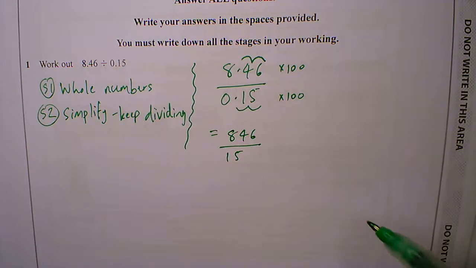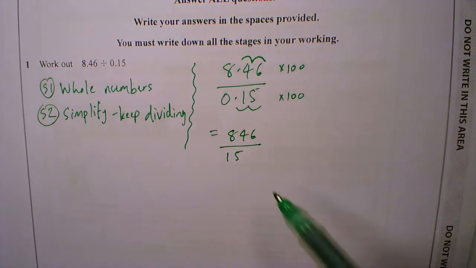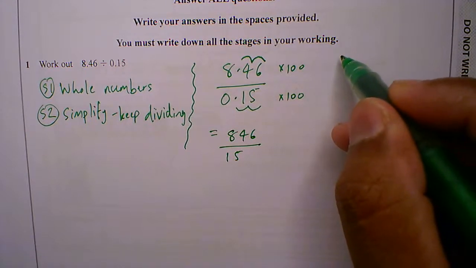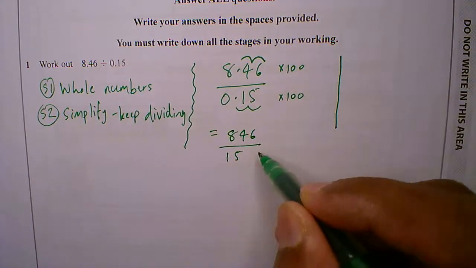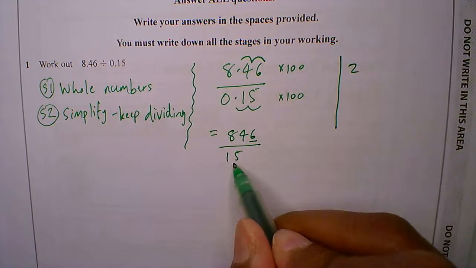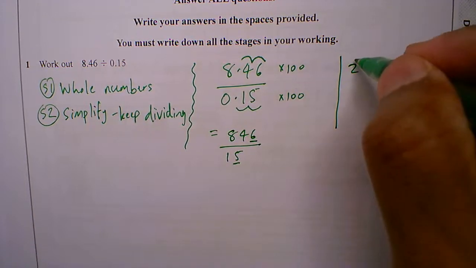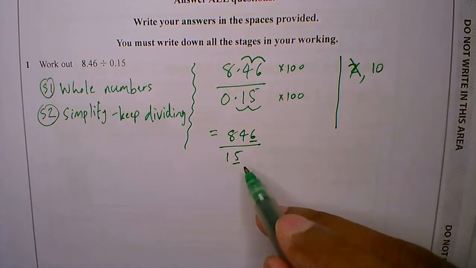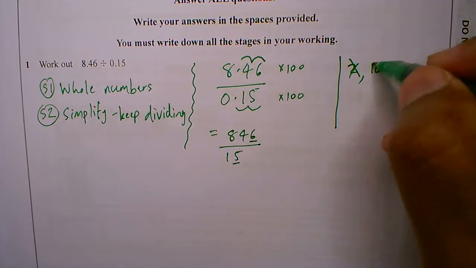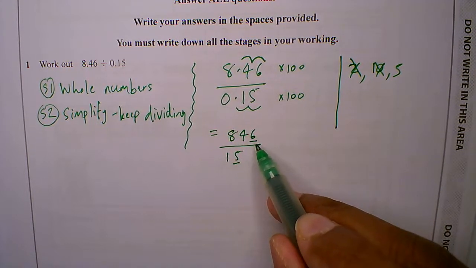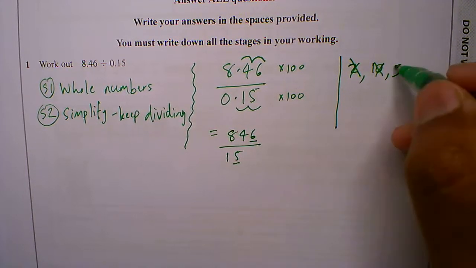Okay, so I've got that. Now I need to simplify this. So what numbers go into the top and the bottom? Does 2 go into the top and the bottom? This is an even number, this is an odd number, so that's not possible. Other easy numbers are 10. They don't end in 0, so that's not possible. Another easy number is 5. This doesn't end in 5 or 0, so I can't divide by 5.